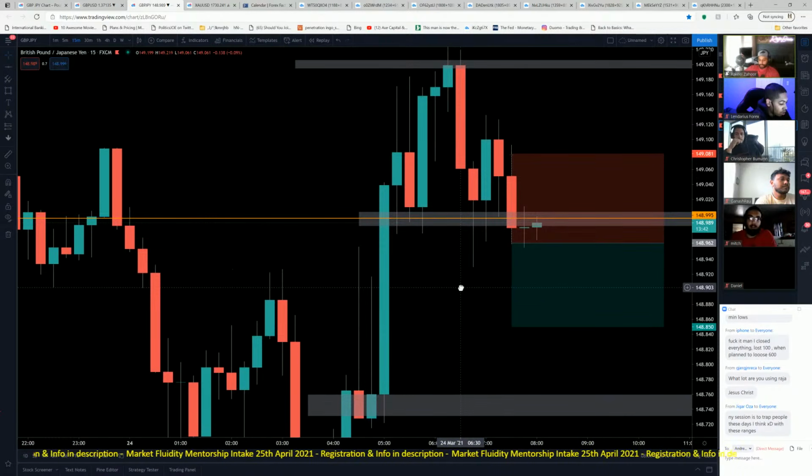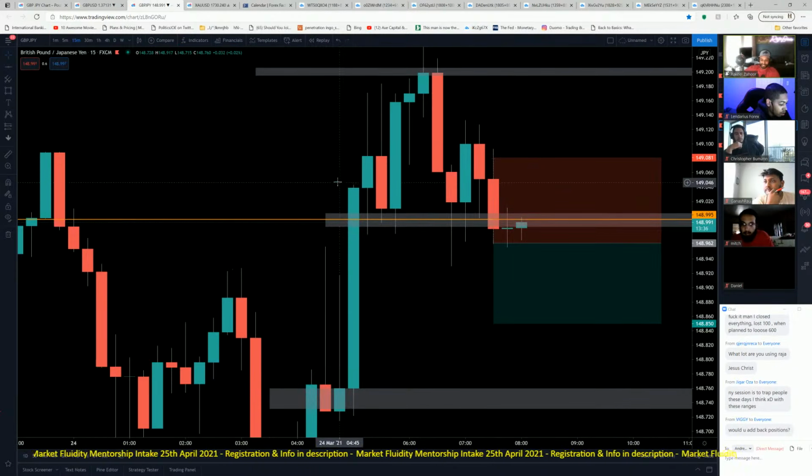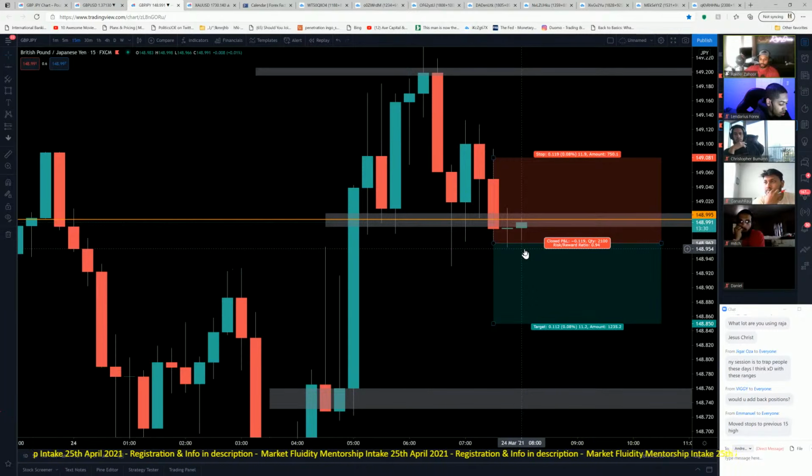NY session is to trap people these days, I think, with these ranges. Yeah, I think so too. Would you add positions back? Yes, I'm going to add position back once we start breaking below 148.950. That's the point. I'm going to add my position back.